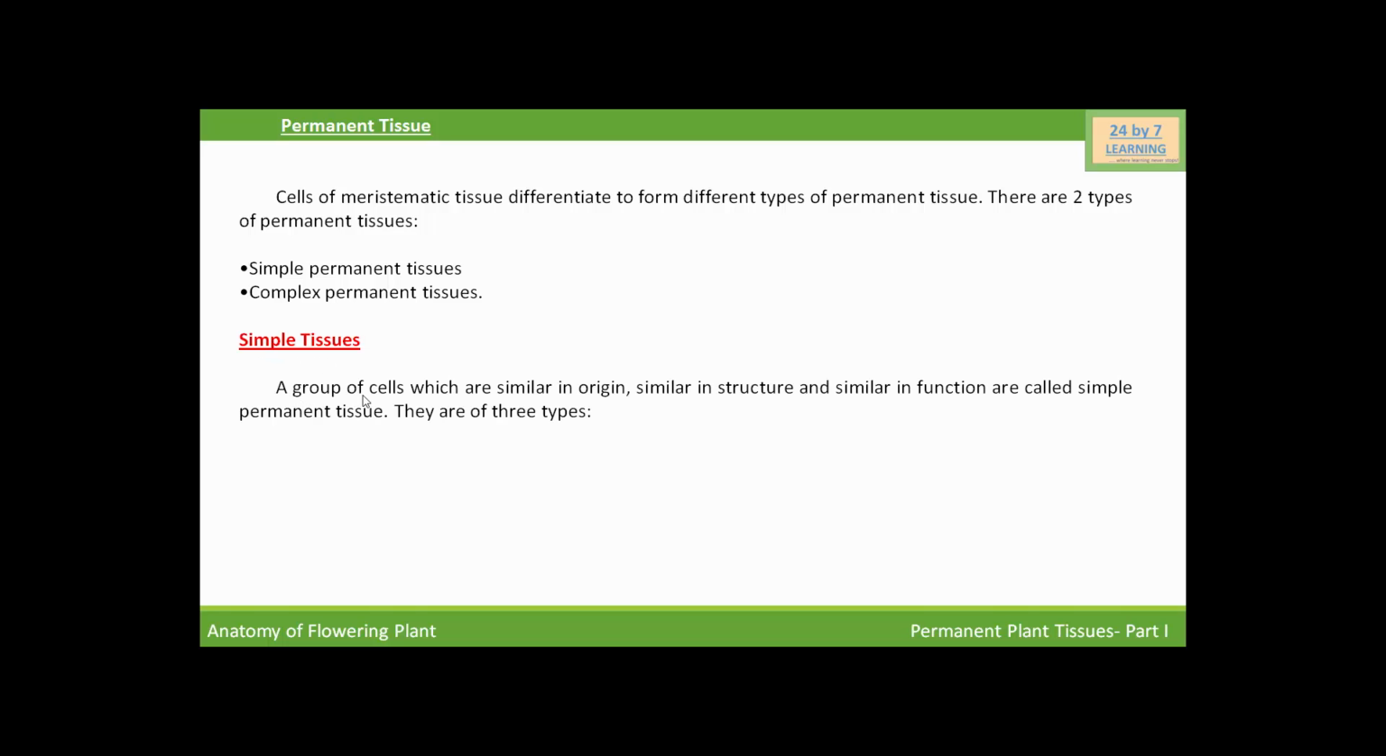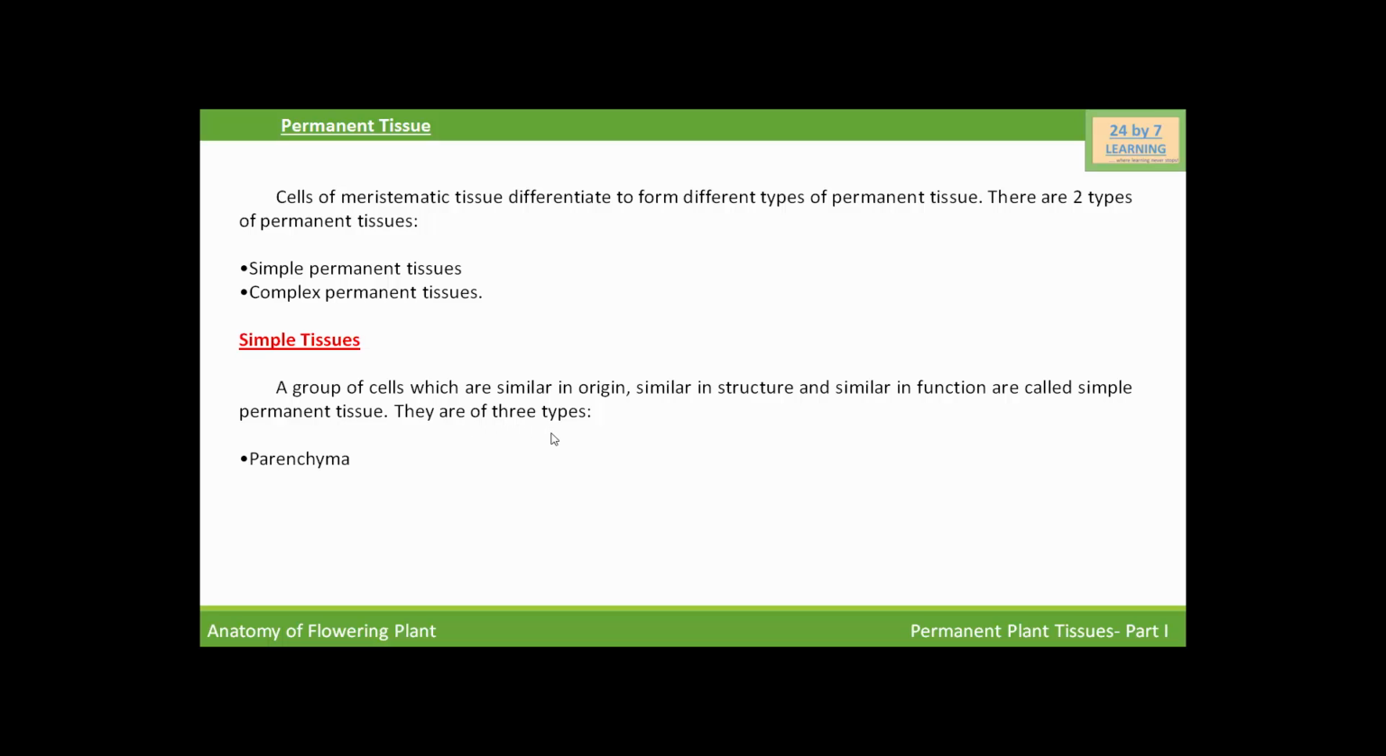Simple permanent tissues are those tissues which are similar in origin, similar in structure and similar in function. So a group of cells which are similar in origin, similar in structure and similar in function are called simple permanent tissues. Simple tissues are of three types.